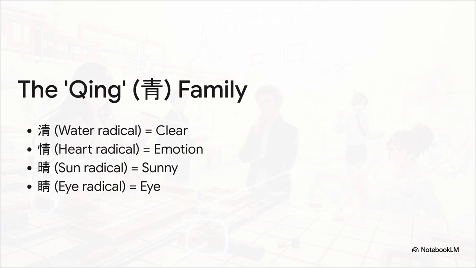Add a water radical, and the word becomes clear. Swap in a heart radical, it becomes emotion. Add a sun radical, it's sunny. Add an eye radical, and it means eye. You learn just one phonetic root, and you have instantly unlocked a whole family of vocabulary. It is so incredibly efficient.